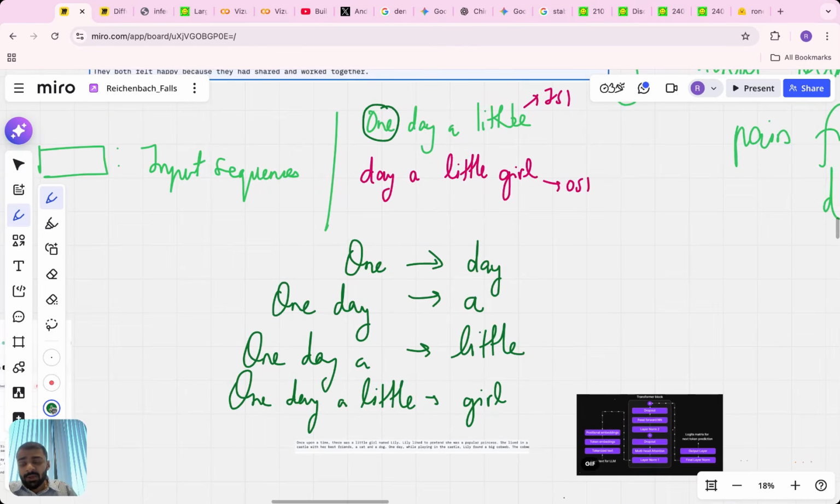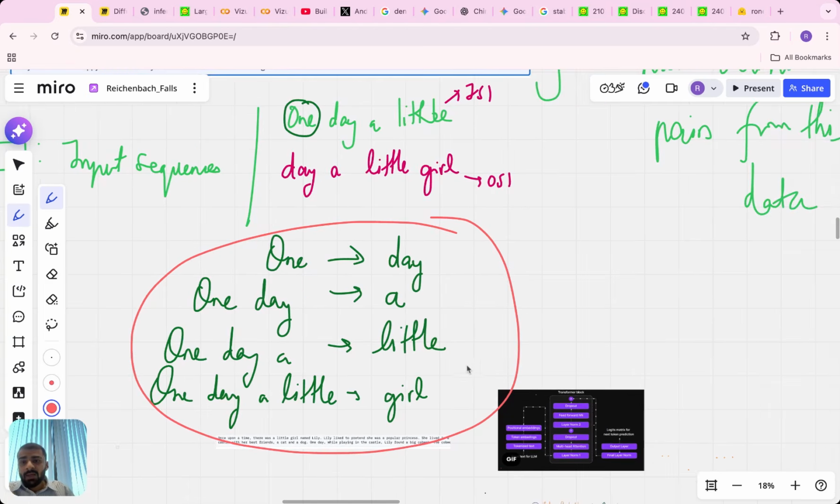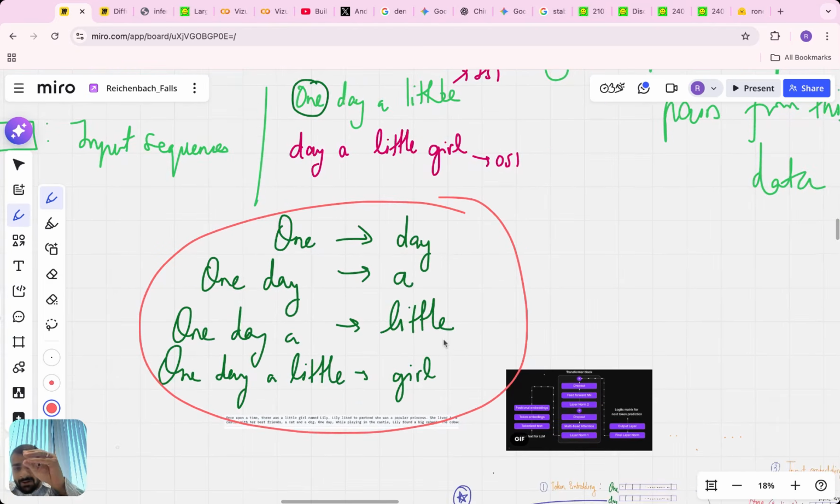You see what's going on here? We have four input and target prediction tasks here. If "one" is the input, "day" will be the output. If "one day" is the input, "a" will be the output. If "one day a" is the input, "little" will be the output. And if "one day a little" is the input, "girl" will be the output. So at every token, we are just predicting the next token.